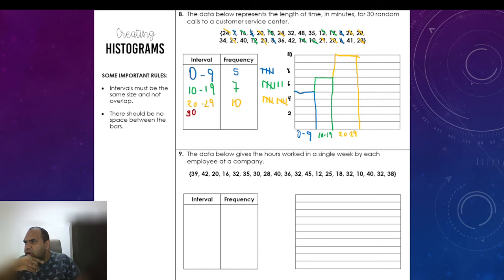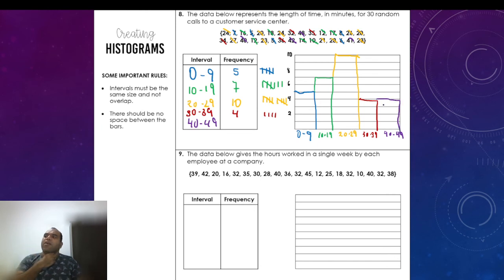Next one, 30 to 39. We go over here. 1, 2, 3, 4. Which is 4 over here. It is 30 to 39. Great. And the last one, 40 to 49. We go over here, 1, 2, 3, 4 here. Great. Here is the histogram, guys.